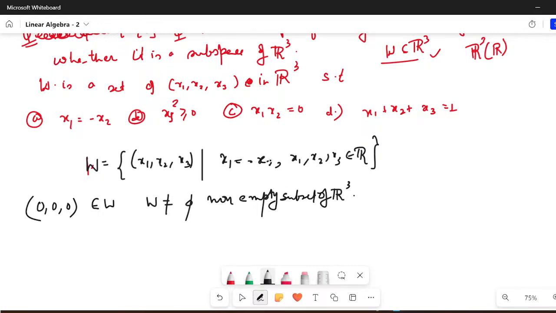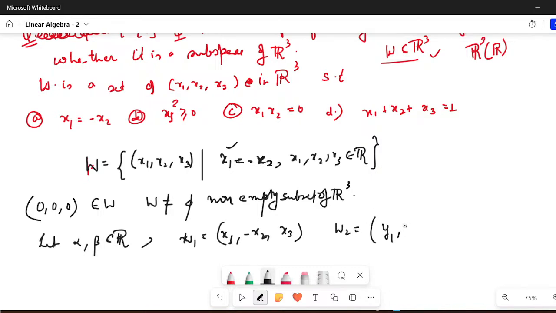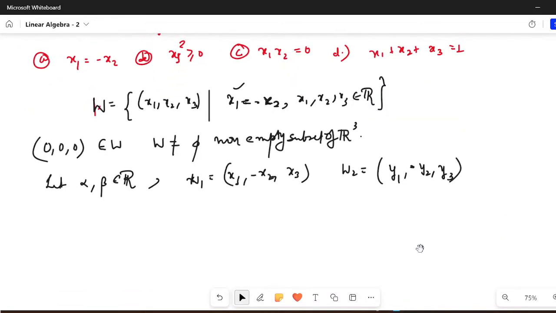If x2 is equal to 0, then minus of 0 is again plus 0, so it satisfies this condition, and clearly it would belong to W. So W is a non-empty subset. Now let alpha and beta belong to the field F; yesterday I told you this, and here instead of a general field we are talking of R, the real numbers, which is a field. Let W1 be (x1, minus x2, x3) and W2 be (y1, minus y2, y3).